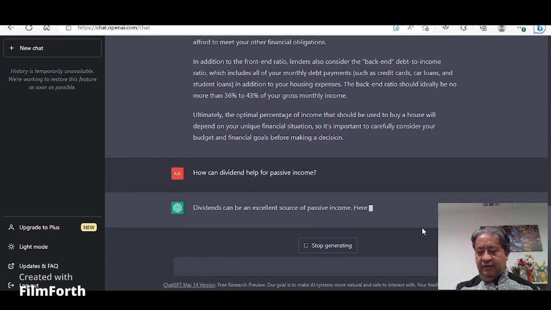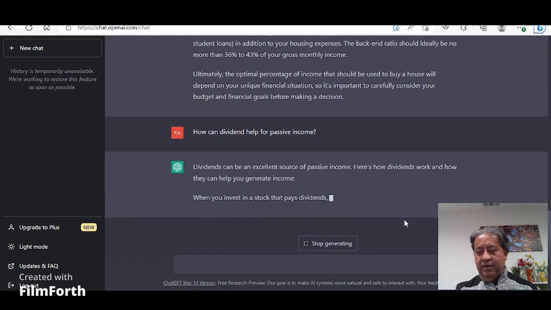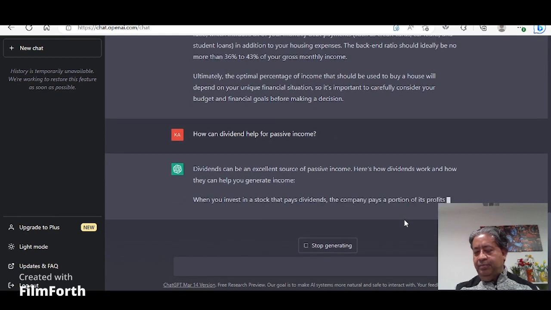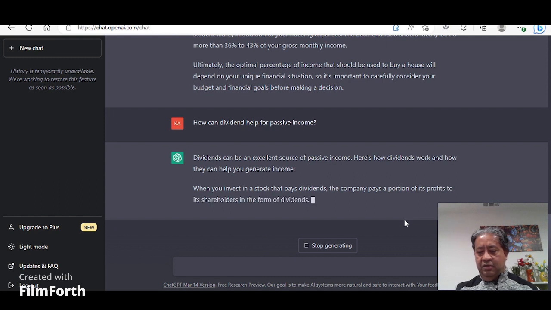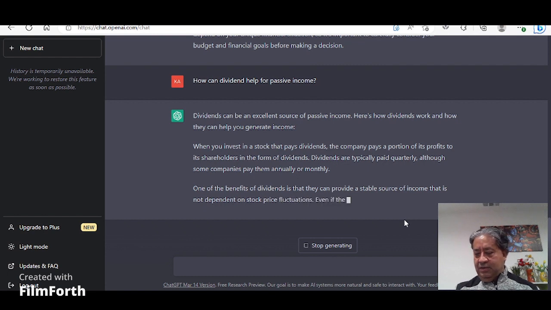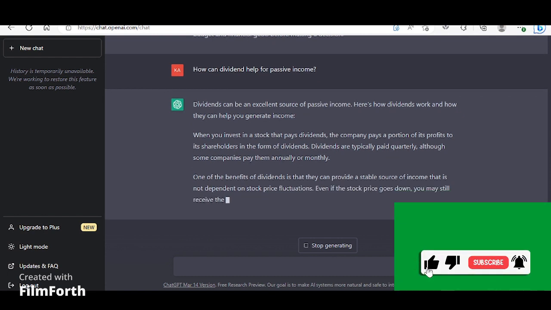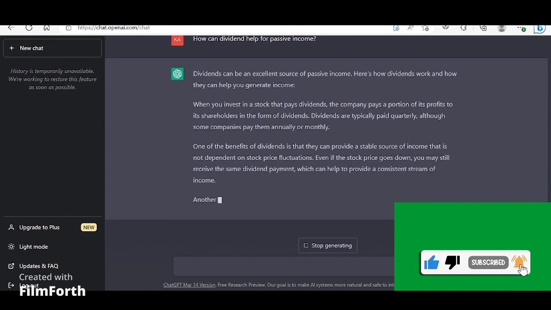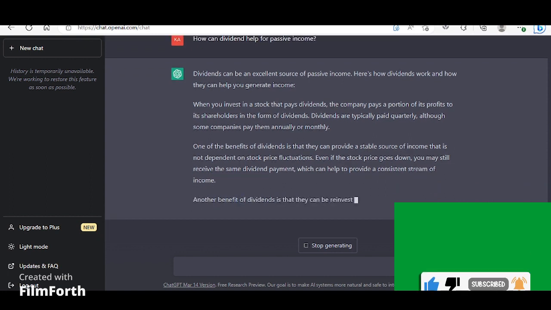So dividends can be an excellent source of passive income. Here is how dividends work and how they can help you generate income. When you buy a stock that pays a dividend, the company pays a portion of its profit to the shareholders in the form of a dividend. Dividends are typically paid quarterly, although some companies pay them annually or monthly. One of the benefits of dividends is that they can provide a stable income that is not dependent on stock price fluctuations. Even if the stock price goes down, you may still receive the same dividend payments, which can help you provide a consistent stream of income.